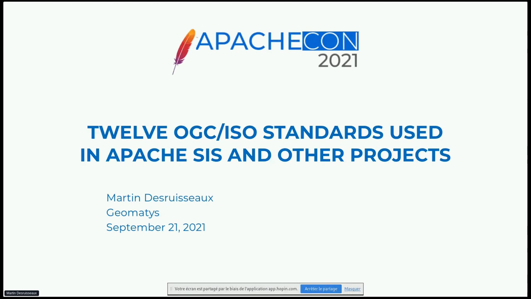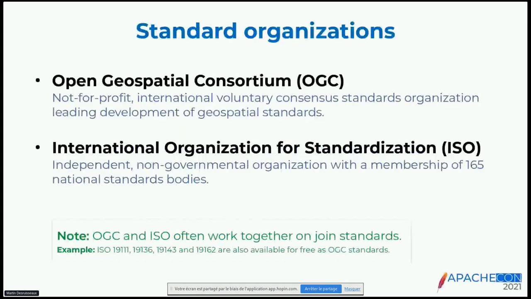So this talk today is going to be about the 12 or a little bit more OGC and ISO standards and the way that we implement them. I'm talking mostly about Apache SIS, but I will also give a few notes about two other implementations, which are PROJ and the UCAR library, and how those three libraries can work together.